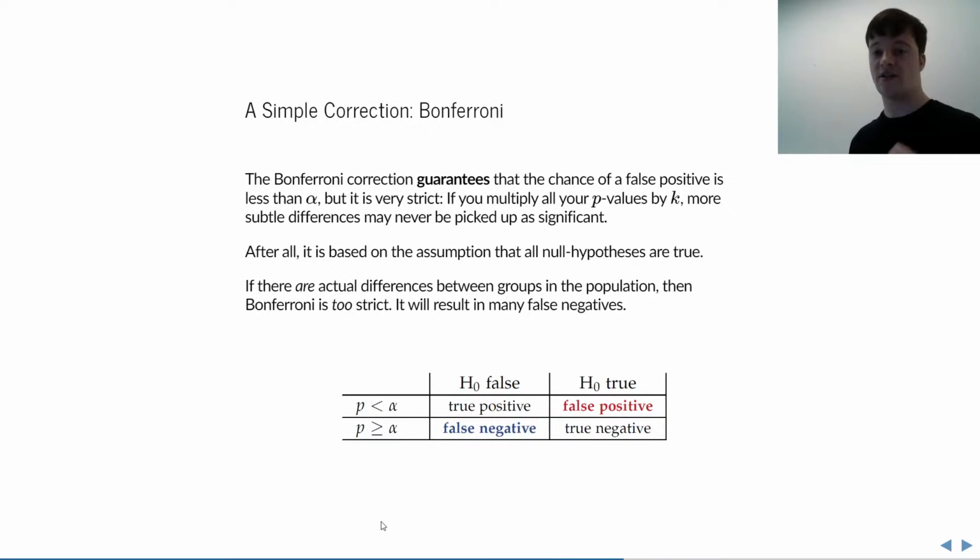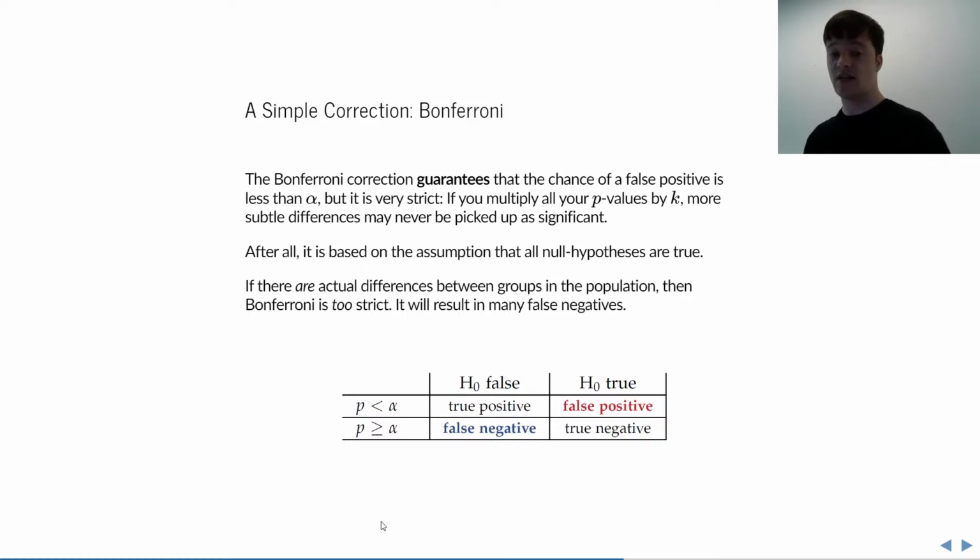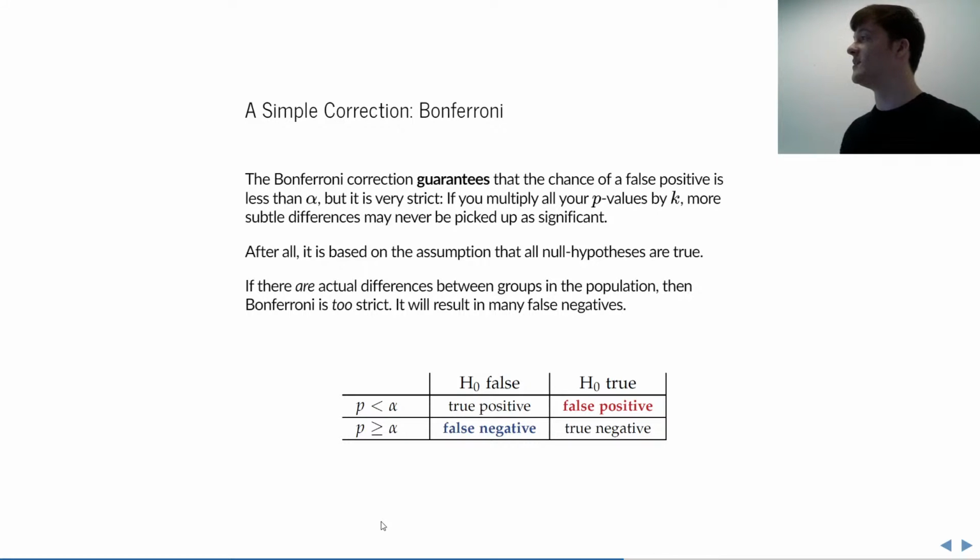Yeah, so the Bonferroni correction guarantees that the chance of false positive is at most alpha. So from a standpoint of false positive, it's a safe option, but it's very strict because, you know, let's say you're doing 100 tests, that means you're multiplying all your p-values by 100. If you do 1,000 tests, you're multiplying everything by 1,000. So that means that the extent to which something has to be significant is so much more once you do this correction than it used to be.